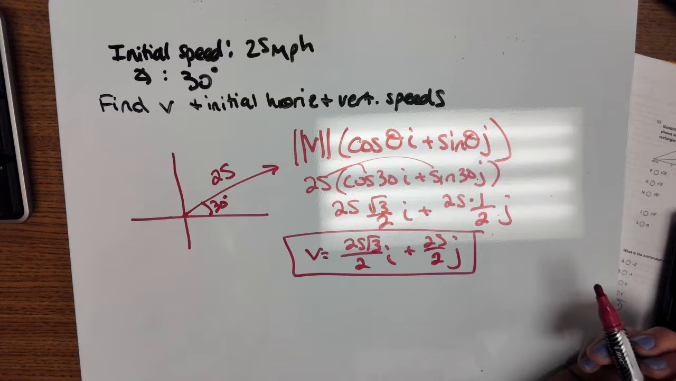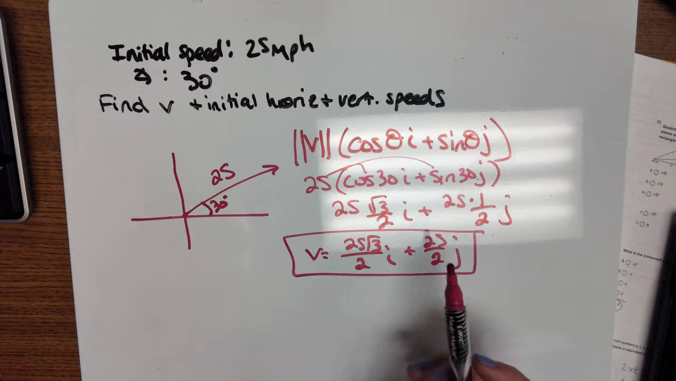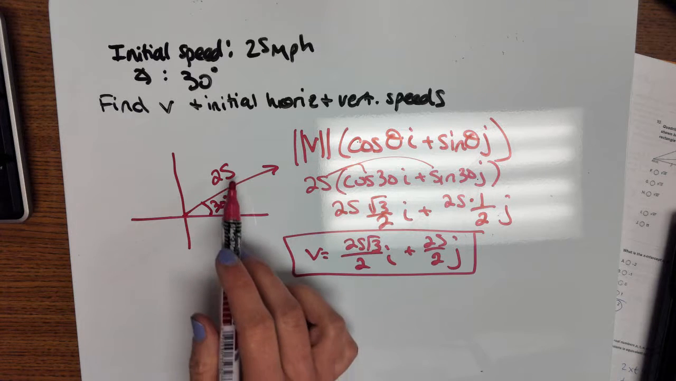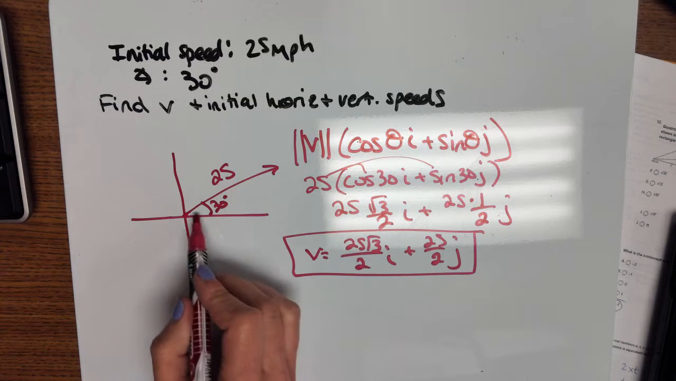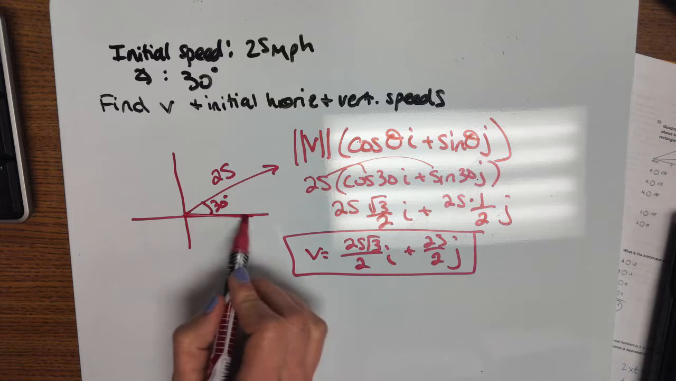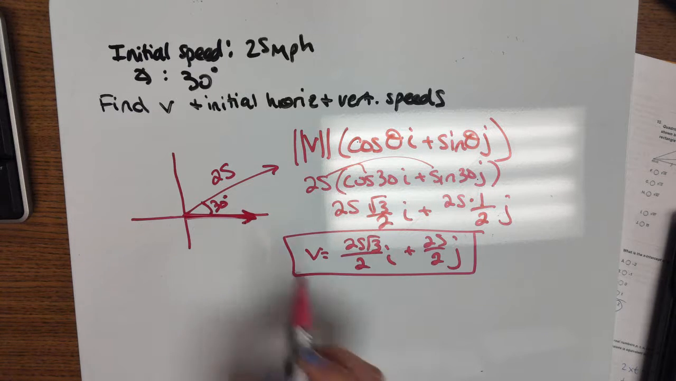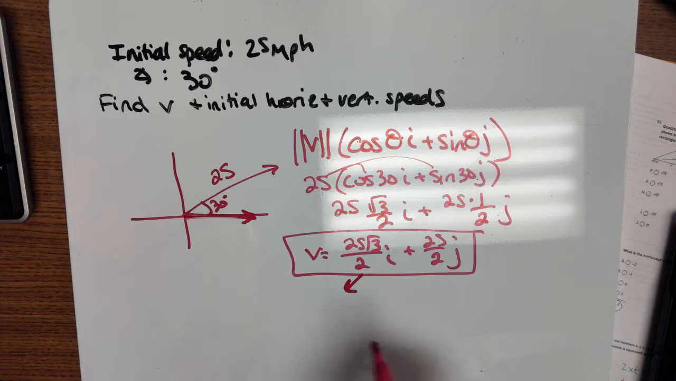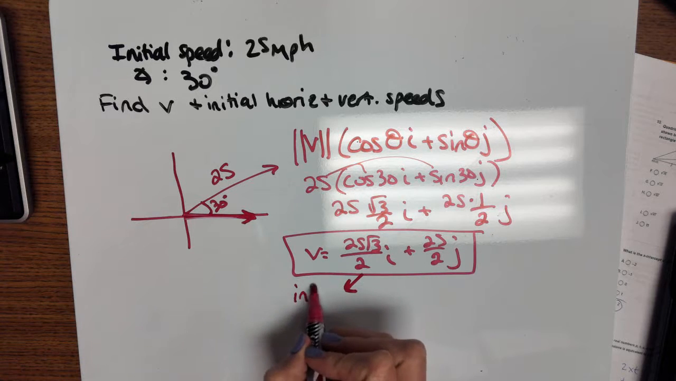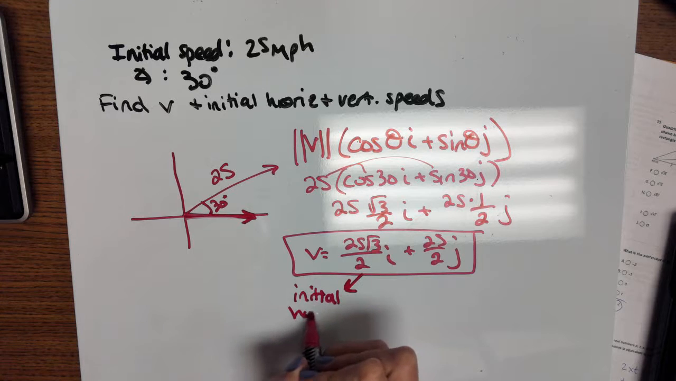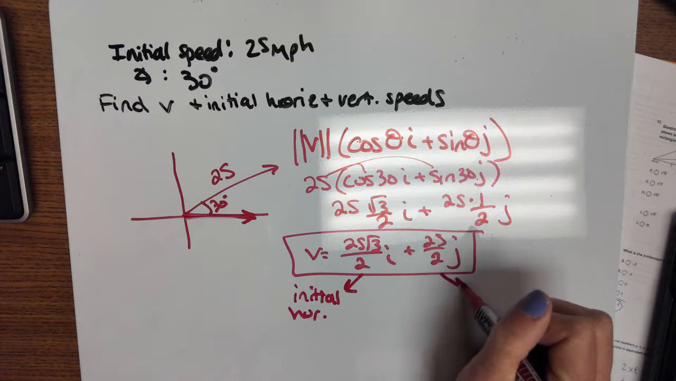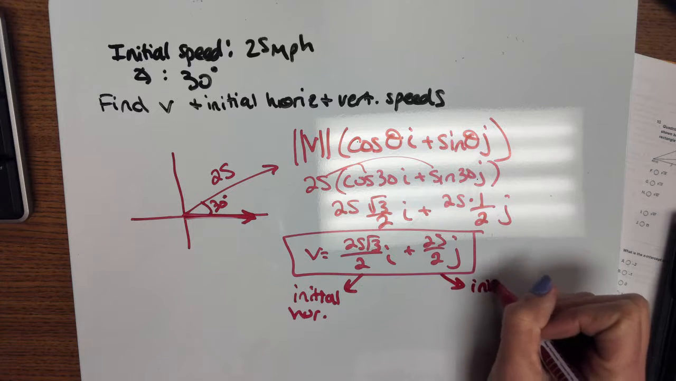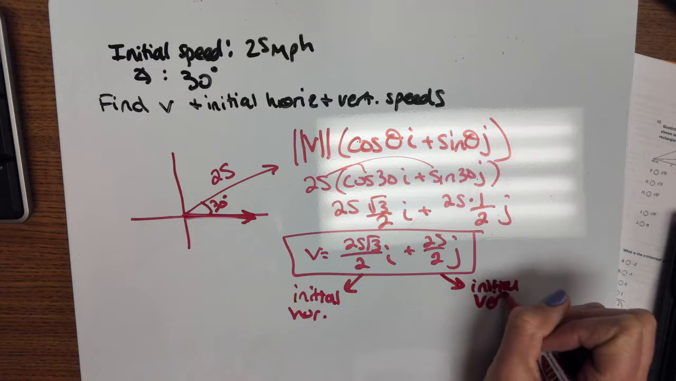Double check the positives and negatives that we have in this final equation if you need to. So we're in the first quadrant, so then yes, both should be positive. We went to the right and we went up, so that is a positive value. We need to find the initial horizontal speed of this vector. So all that means is we're going to take the i value, so that is my initial horizontal speed, and then that means that the j term is the initial, I'm going to abbreviate, vertical speed.